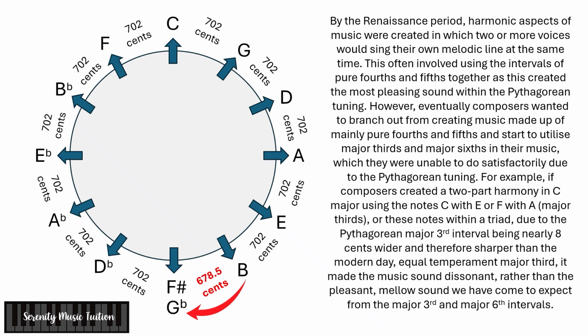For example, if composers created a two-part harmony in C major using the notes C with E, or F with A, in other words, in major thirds, or these notes within a triad, due to the Pythagorean major third interval being nearly 8 cents wider and therefore sharper than the modern day equal temperament major third, it made the music sound dissonant, rather than the pleasant mellow sound we have come to expect from the major third and major sixth intervals.